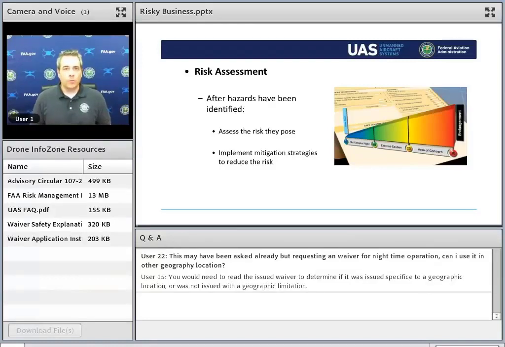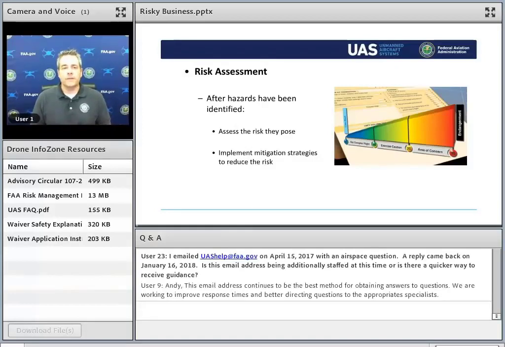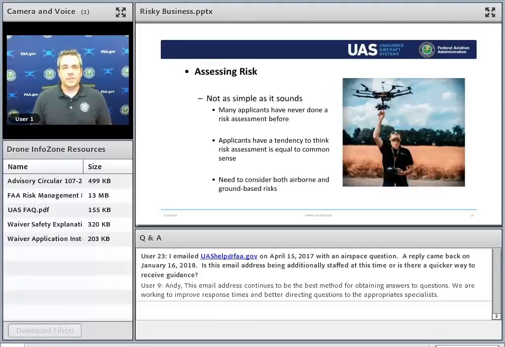So now what do we do? We identify these hazards, we point out all the things that are concerning to us, the obvious, the not so obvious. We have to assess the risk, right? After we identify the hazards, the next step is to assess the risk they pose, and the final step then is to provide mitigation strategies. How are you going to reduce that risk? What are you going to do? What is your process, program, or plan to help you mitigate that risk and reduce the risk that it poses?